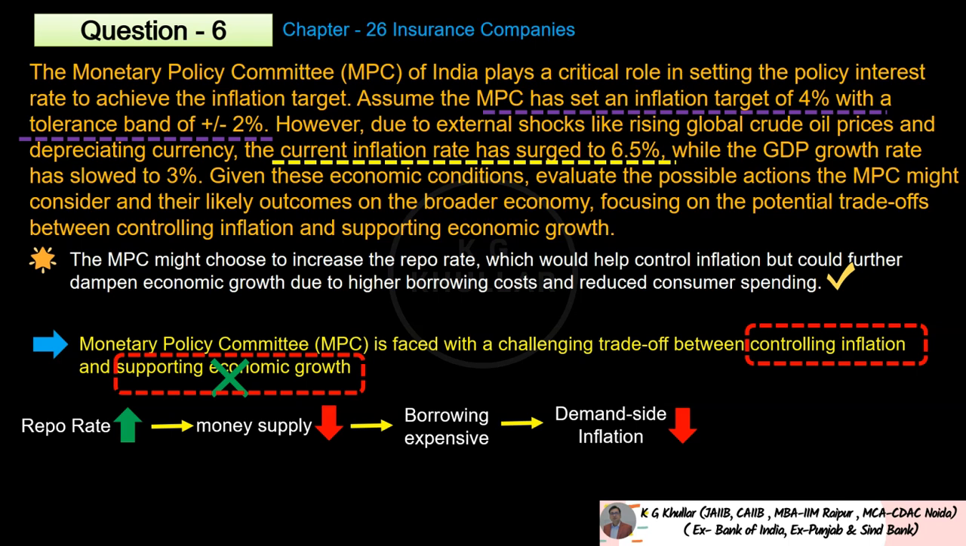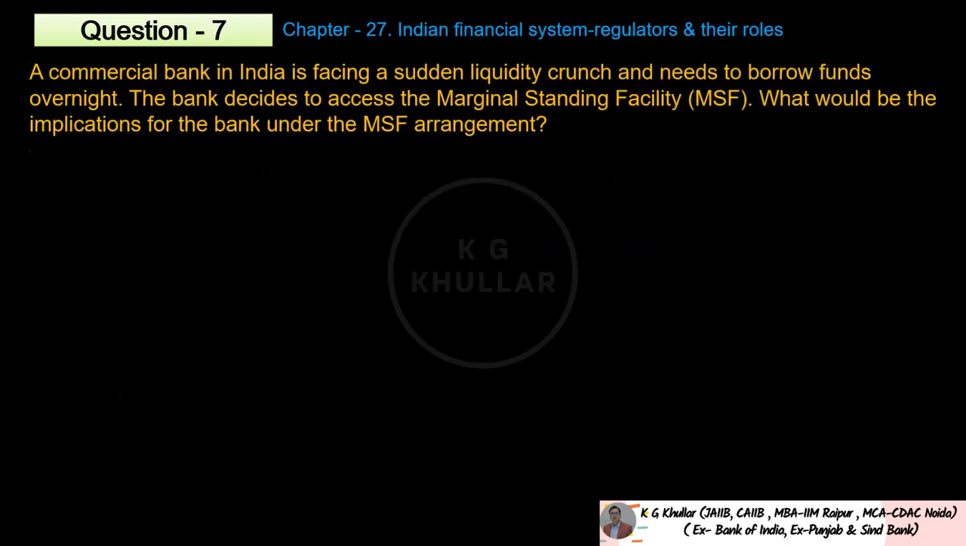The next question is also from the chapter Indian Financial System Regulators. And the question goes like this. A commercial bank in India is facing a sudden liquidity crunch and needs to borrow funds overnight. The bank decides to access the marginal standing facility, that is MSF. What would be the implication for the bank under the MSF arrangement?